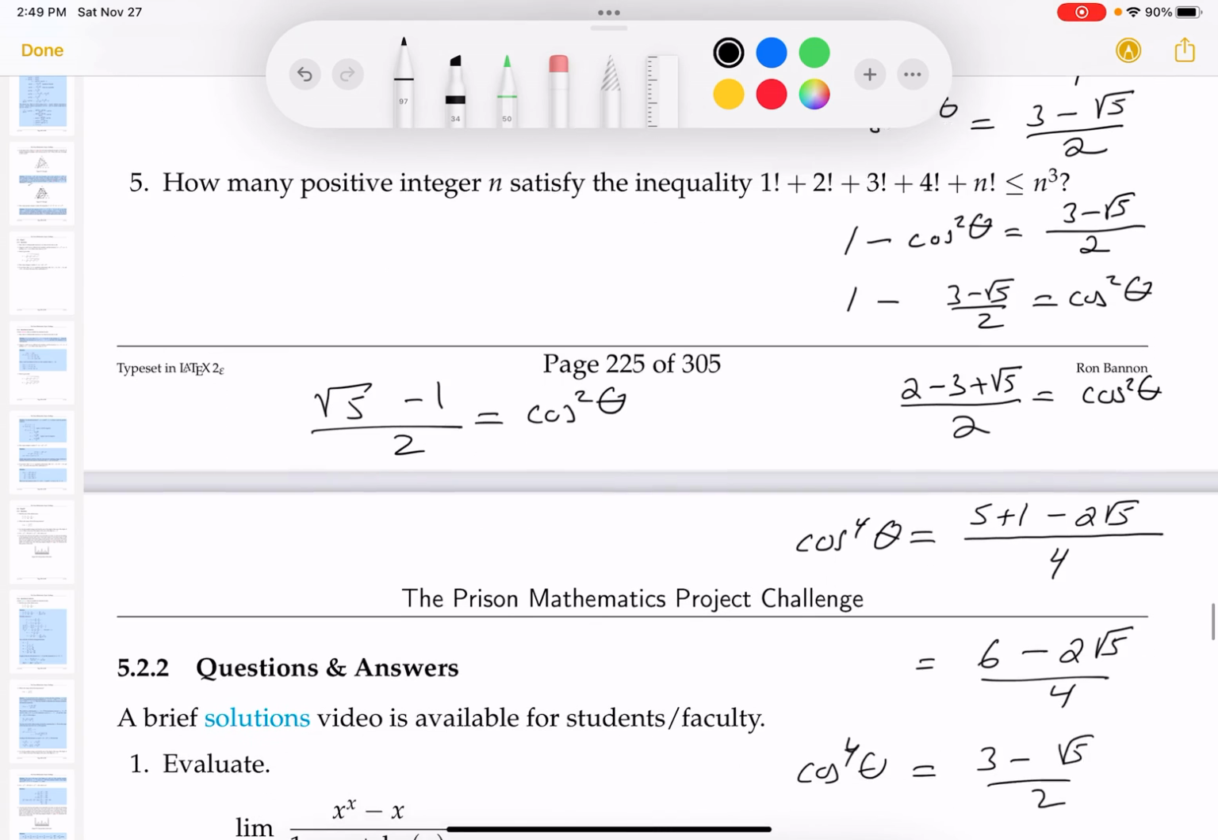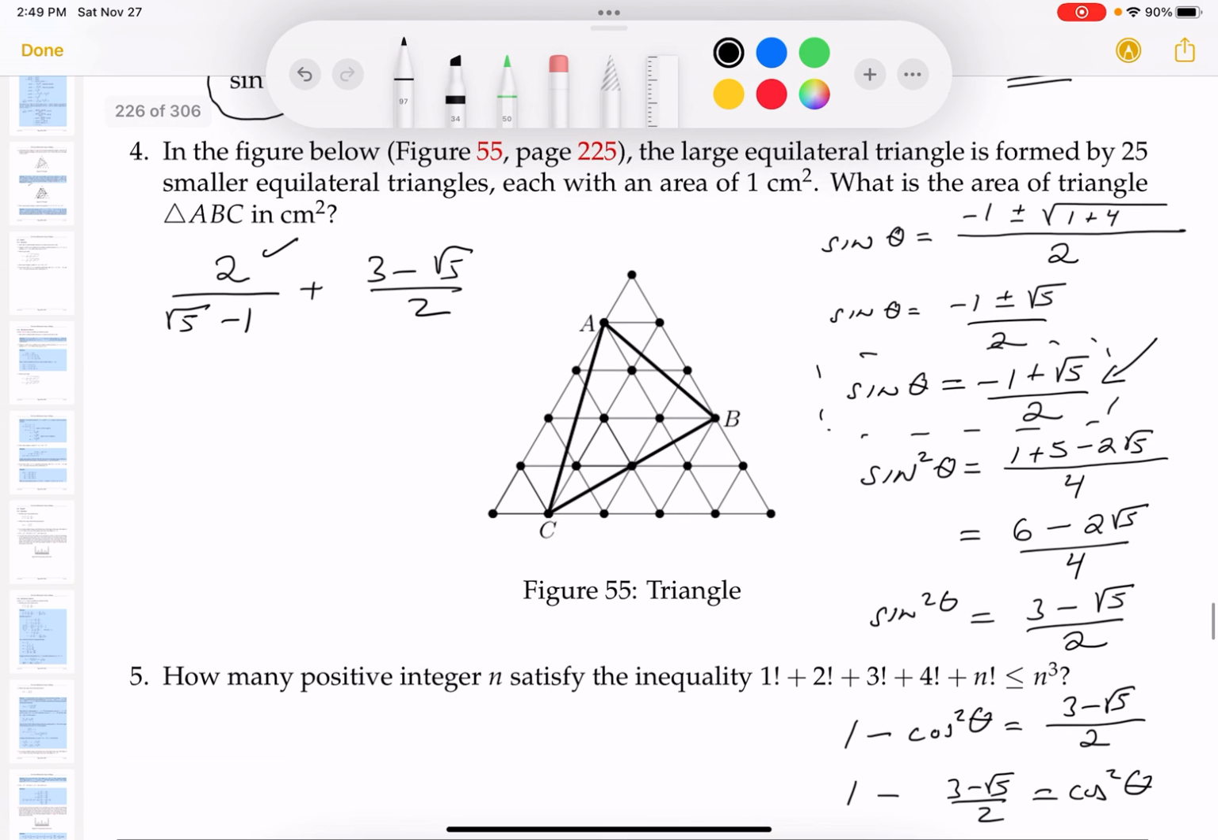Let me make sure I copy that right. Yeah, I got to do the arithmetic, and let's do it one step at a time. I'll write this over here: 2 root 5 minus 1 times root 5 plus 1, plus 3 minus root 5 over 2.